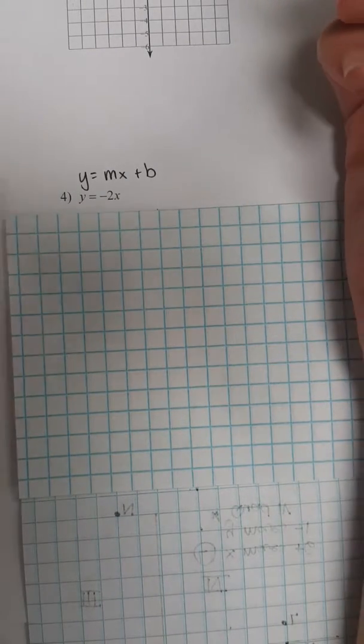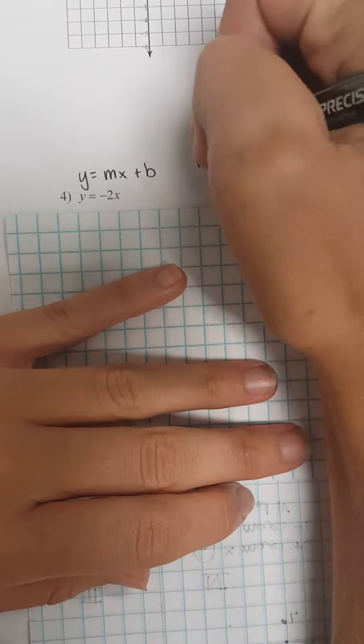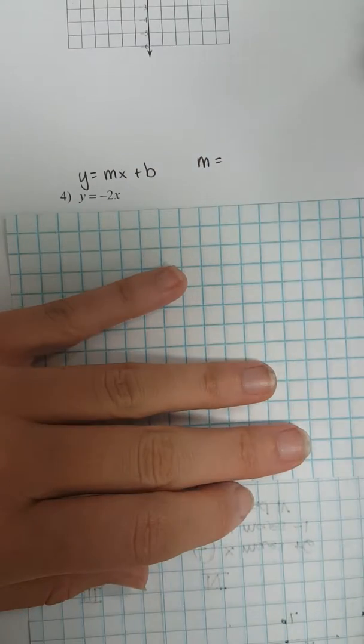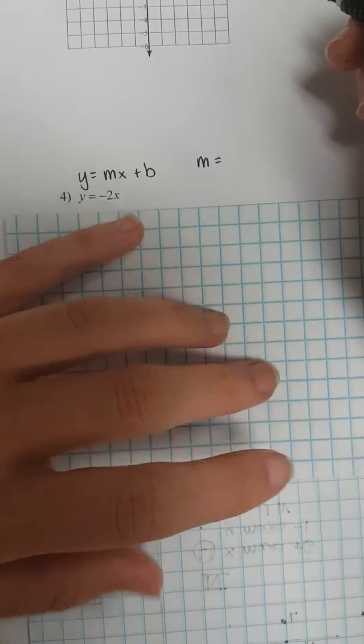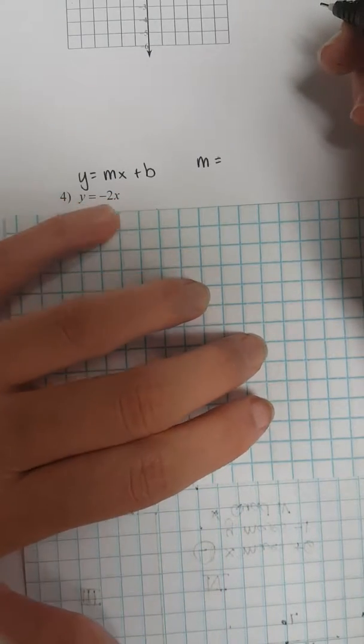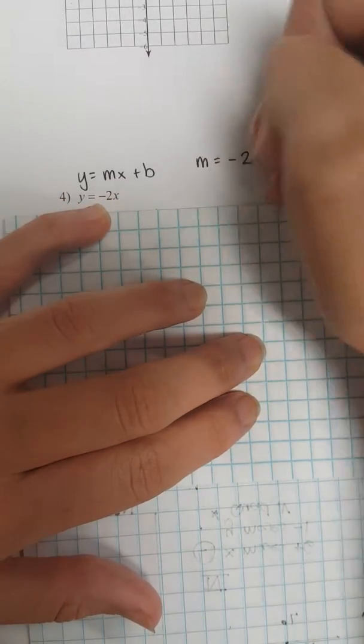Okay, do we know our slope here? This is the first thing we're going to write. Do we know our slope? Well, we look at the number that's paired with the x. What's being multiplied by the x? -2, so that's our slope.